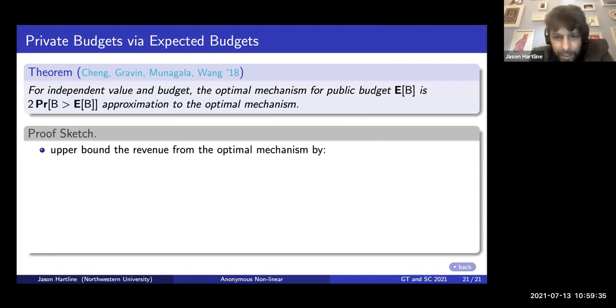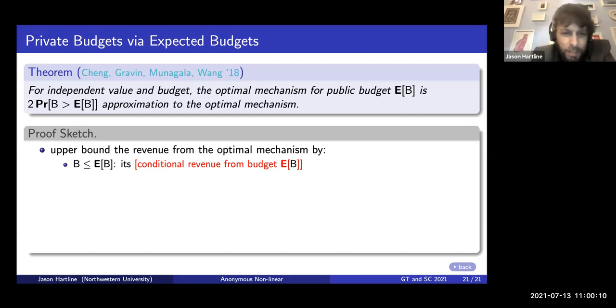Okay, so I'm going to start by giving an upper bound on the revenue of the optimal mechanism. Again, we're going to look at a couple of cases. In the optimal mechanism, the agent has a random budget. In the case that the agent's budget is less than the expected value, it turns out that we can only get more revenue if we increase the agent's budget. So if we take these cases and increase the agent's budget to be their expectation, this gives us more revenue. And so we can upper bound the revenue in this case by the conditional revenue we get from the agent with the public budget equal to its expectation.